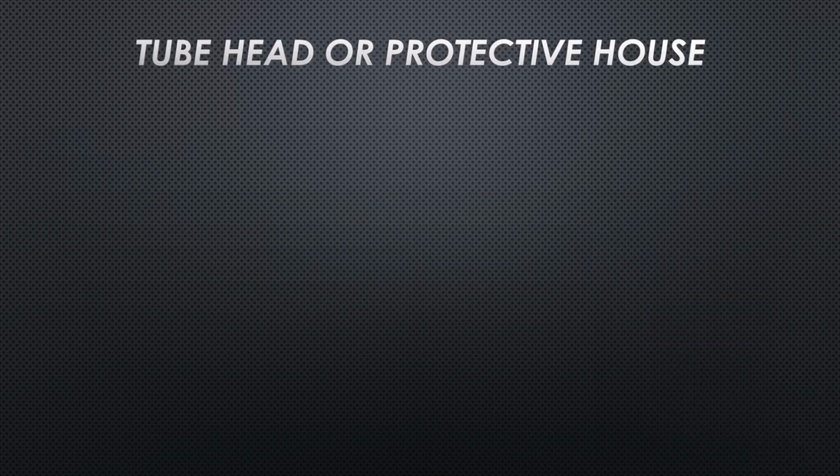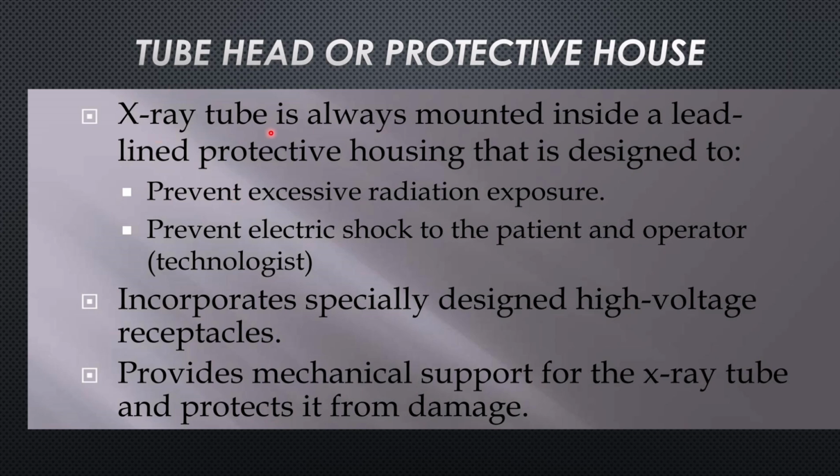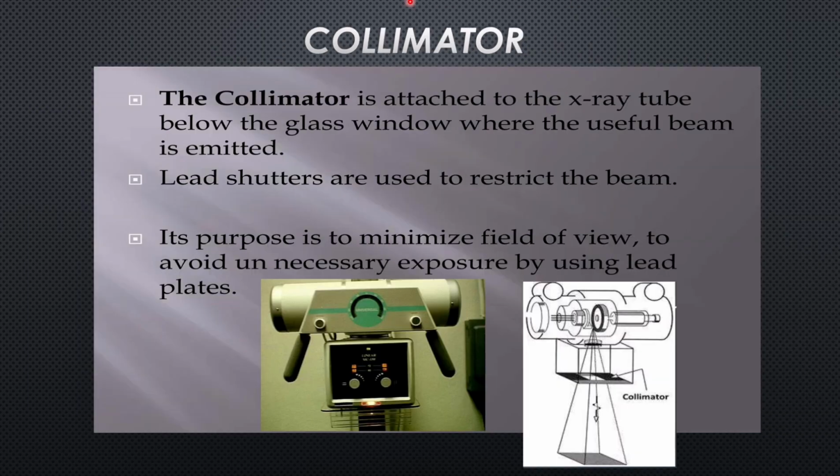Then we have the tube head or protective housing. The X-ray tube is always mounted inside a lead lined protective housing. Why? To prevent excessive radiation exposure and to prevent any leak from the tube also. It incorporates specially designed high voltage receptacles, provides mechanical support for the X-ray tube, and protects it from any damage.